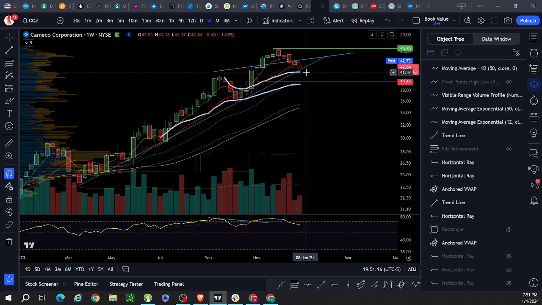We got it. We got the bounce. We got the bounce off the trend line. We got the bounce off the moving average rider. We got the bounce off the anchored VWAP. So we're still on the weekly here, okay?